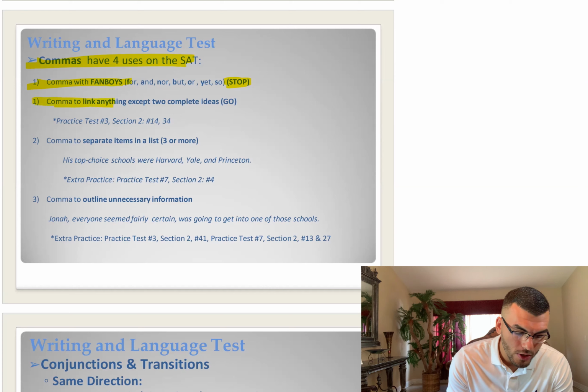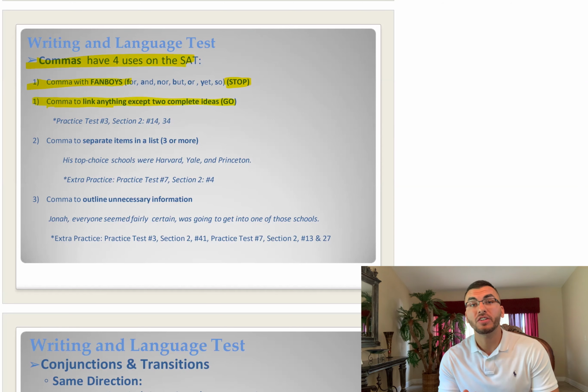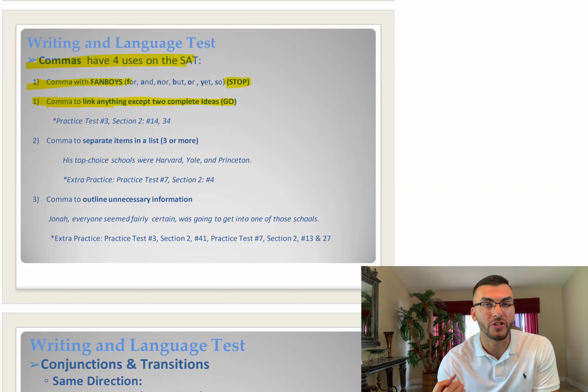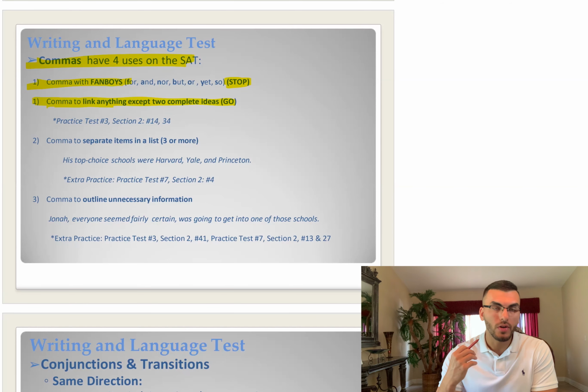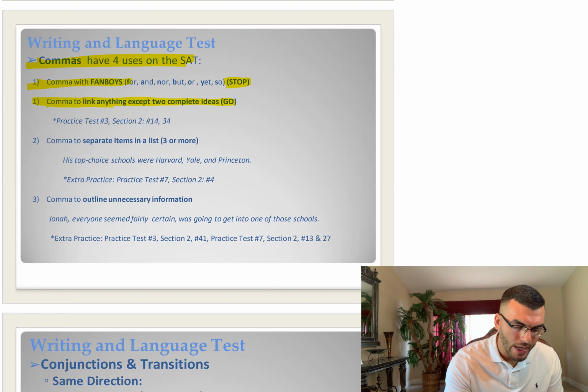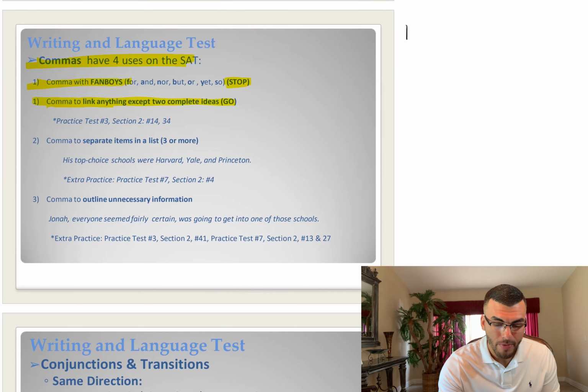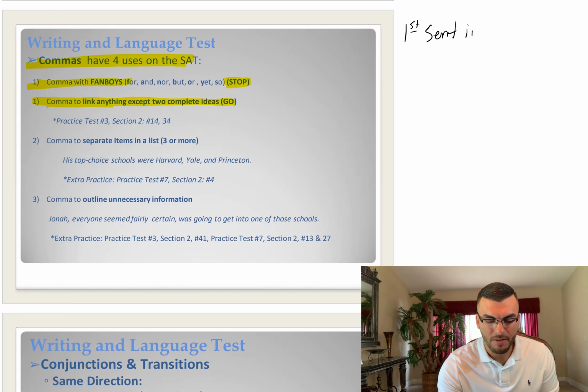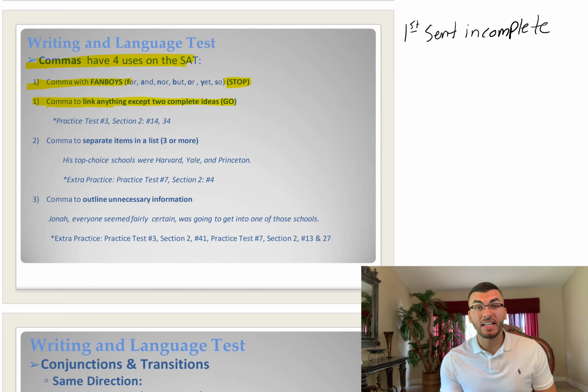The next one that we want to look at, of course, we looked at stop, we looked at half stop. Now we want to look at go punctuation, how commas are used to link anything except two complete sentences. So again, you use commas. Do you remember? When do you use commas? When the first sentence is incomplete.